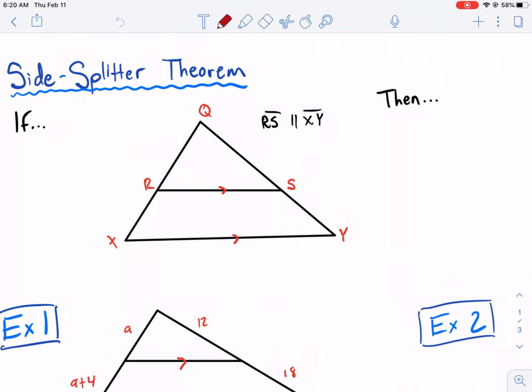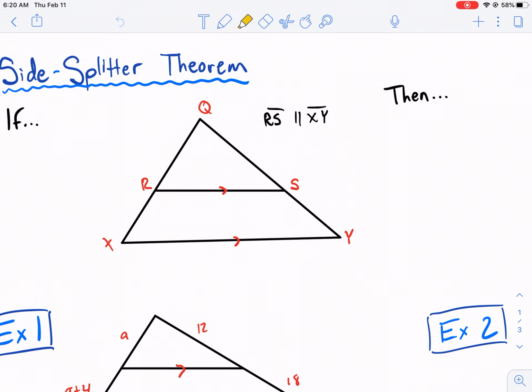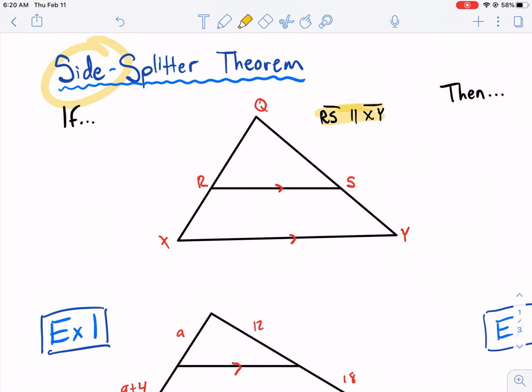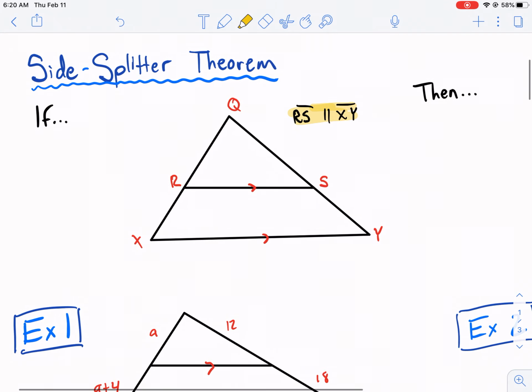Now the main principle of this is we have a triangle, as you can see. We have a triangle QYX or XQY, however you want to call it. And we have this as a given: RS is parallel to XY. Now, if we have these two lines parallel within this side, see how it's a side that's split with parallel lines, okay? See the side is split. Then we can say this.